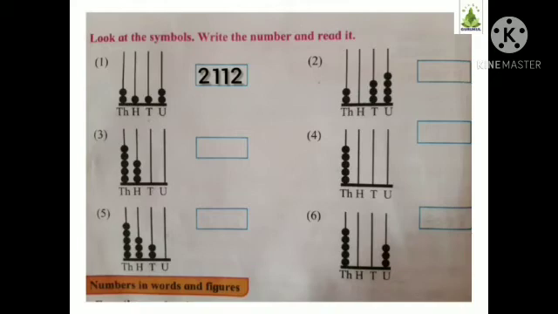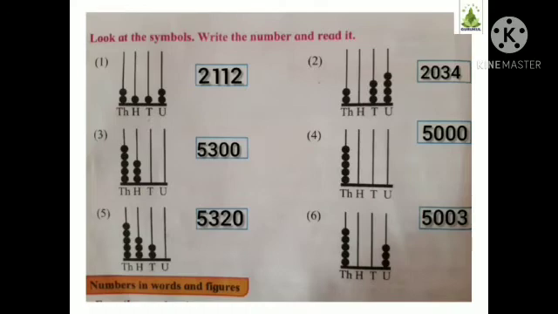Remember, for the next example, if there are no beads, take 0 at that place. Now your next number is 2034. We'll read this number as 2034. This way, you have to practice the remaining examples.